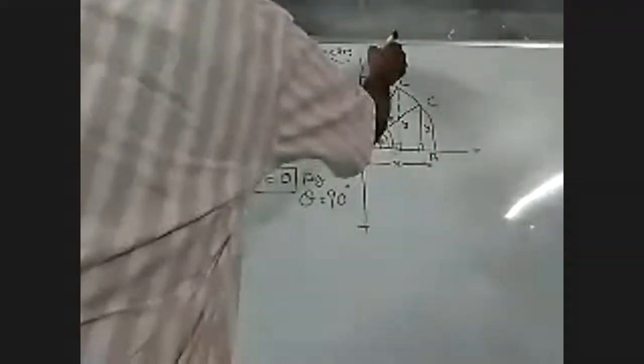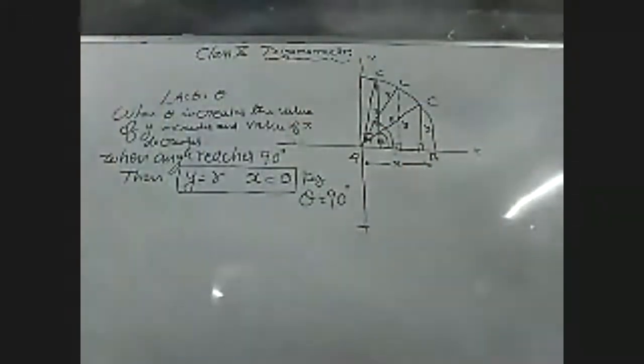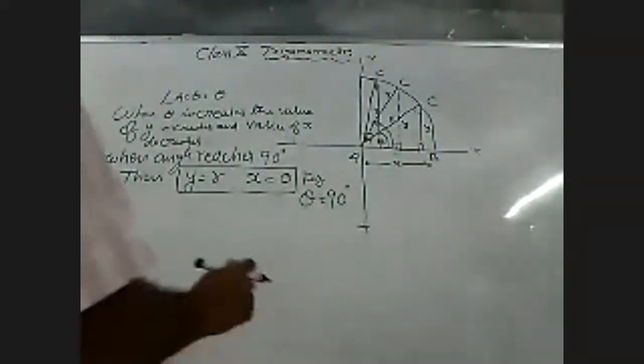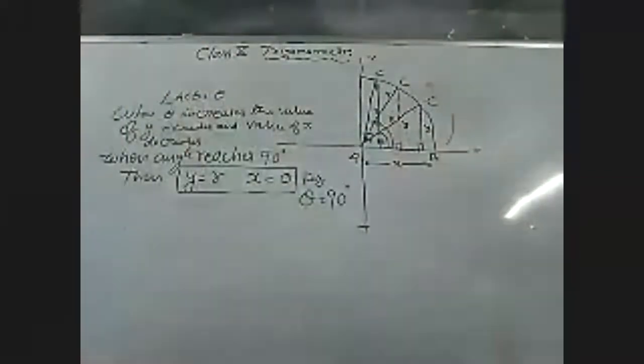A, B, C, the x-axis and y-axis. Triangle ACB is a right angle triangle. Angle B is equal to 90 degrees. Angle C is an acute angle. Angle BAC is theta, so it is also an acute angle. Now we are going to raise the angle.